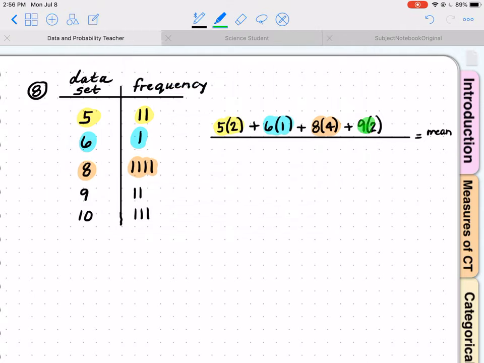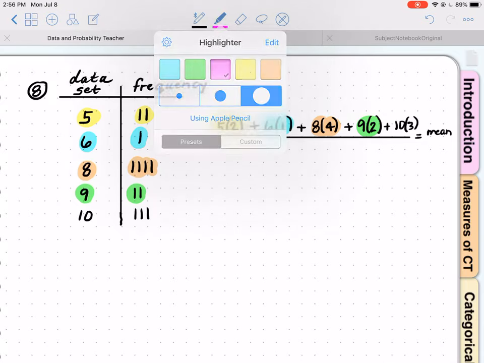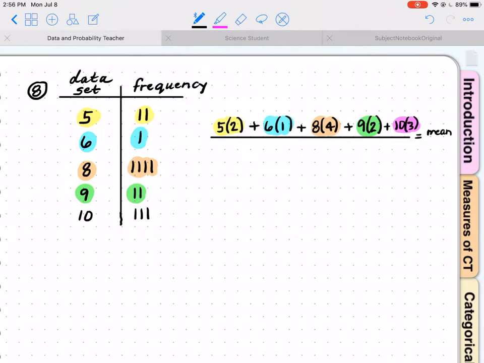Oops, I'm running out of colors. And then we have a 10 that was in there 3 times. So you've got all of your frequencies, all of your data set ready to add up. How do we find the bottom number? To get that, you're going to count the tally marks. So we have 2, 2, 3, 4, 5, 6, 7, 8, 9, 10, 11, 12. So I'm just counting up those tally marks. There were 12 of them.